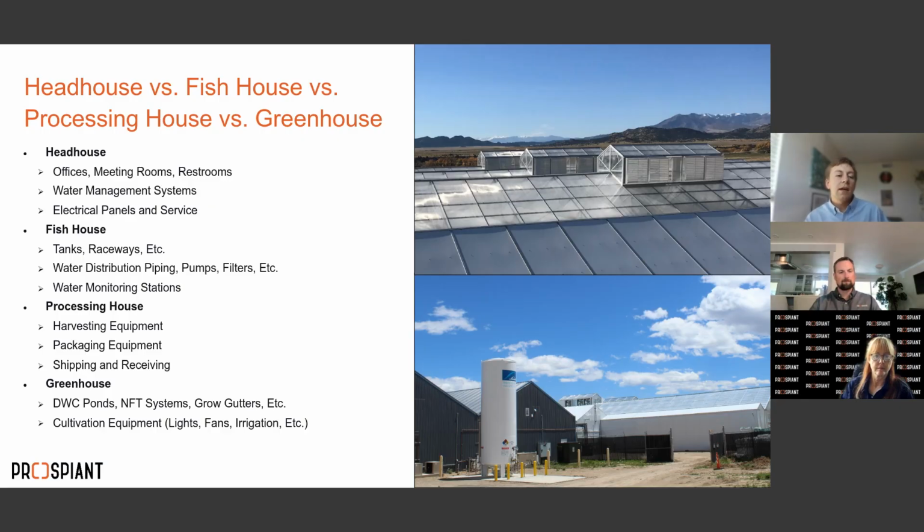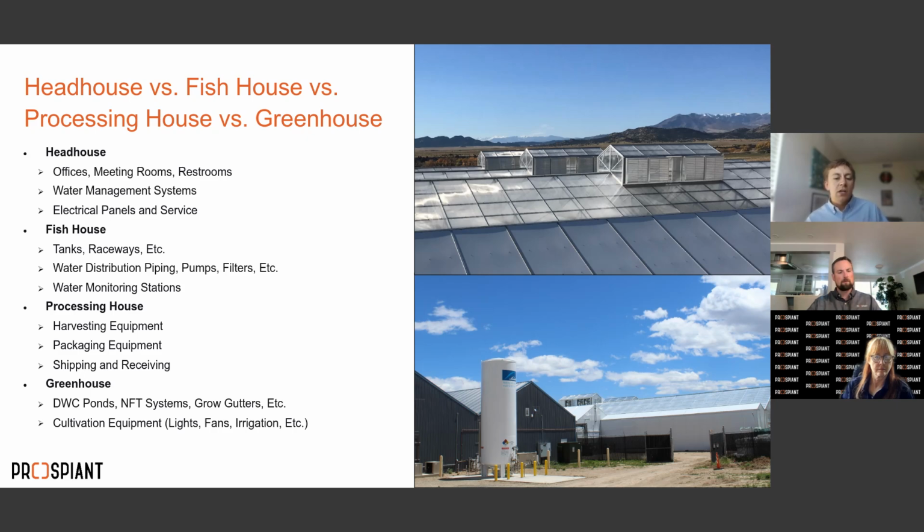So the head house is a typical head house that you would see on, maybe, a nursery operation. But what you're doing out of the head house, you might have your offices, your restrooms, meeting rooms, just general admin function out of the head house. And then you might also have a water management room where you have some of your water tanks. You might have some filters or anything along those lines as well. That can also kind of be thrown in the fish house depending on the design, as well as just some of the electrical panels and service. So the head house is kind of just a general meeting area. It's kind of the admin space.